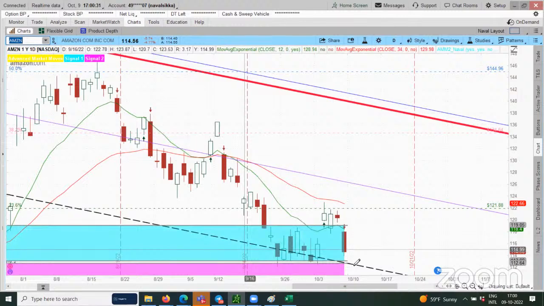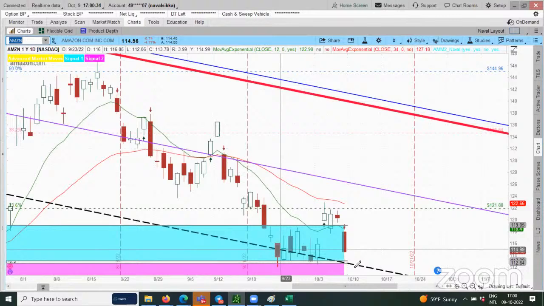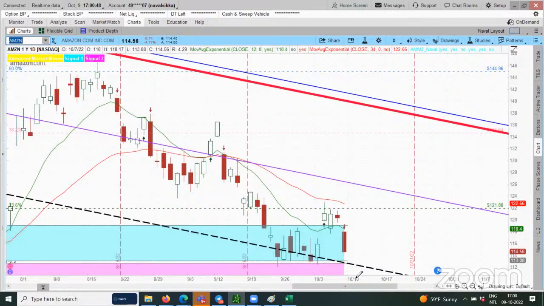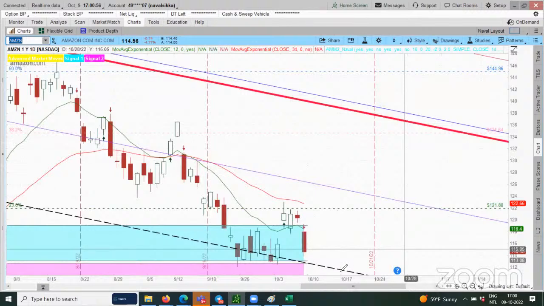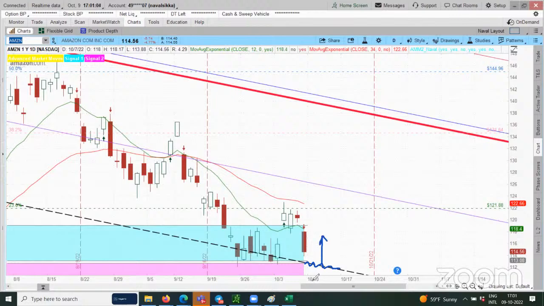Same now. It can come to that 113, 111 range, which I've mentioned multiple times. If it comes here, it will bounce or it will go down. There are only two possibilities here. Or a third one is that it just hangs along this trend line. So the possibilities are: it stays here, it bounces, or it goes down.